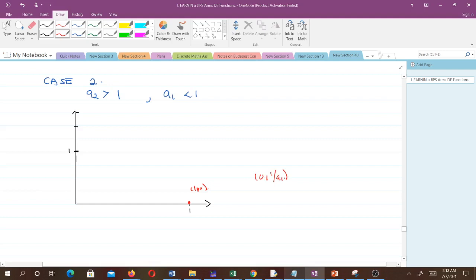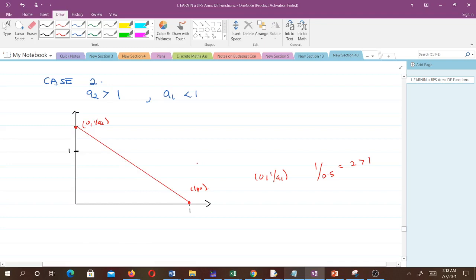But we are saying A1 is less than 1. So you see, that means A1 can be something like 0.5. And 1 over 0.5 will give you 2, which is greater than 1, right? So that means that the point 0, 1 over A1 will be somewhere here, because it will be on top of 1, since it is greater than 1. So we can have that point here. So we can have 0, 1 over A1, and that gives us the line for the U1 Nullcline, right?